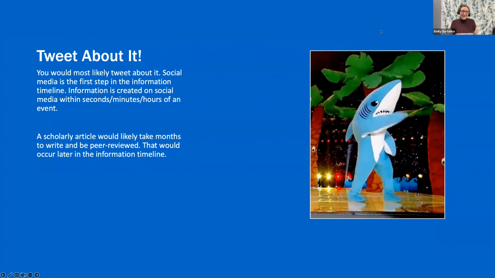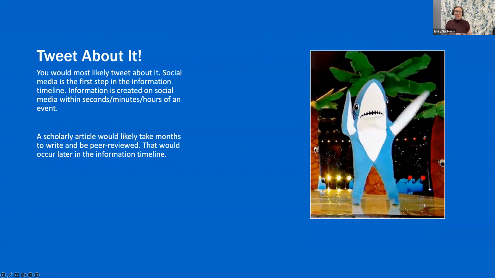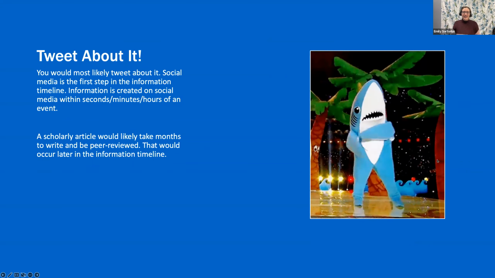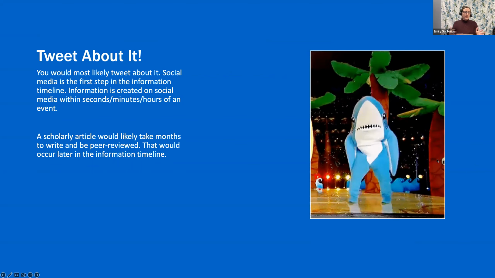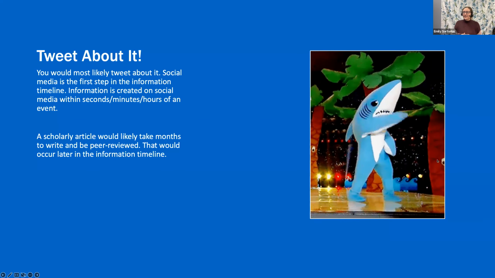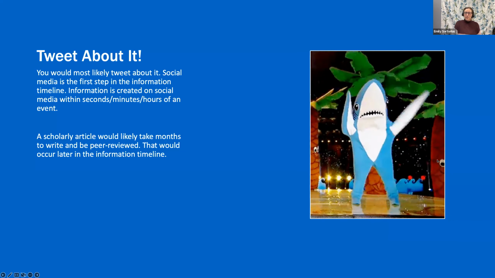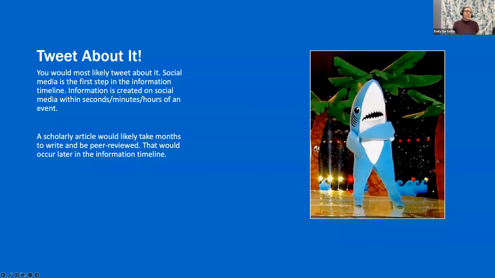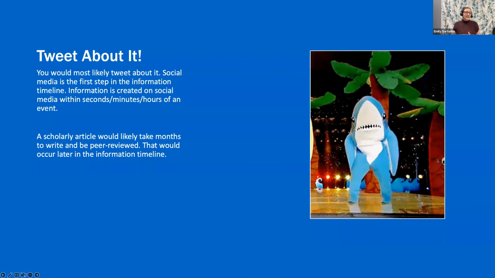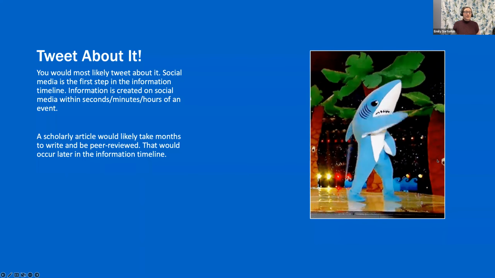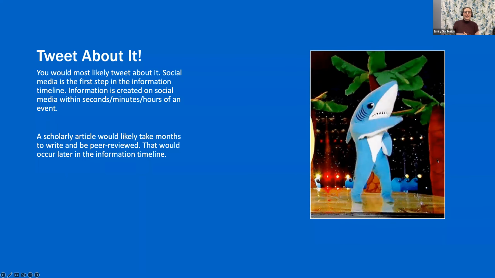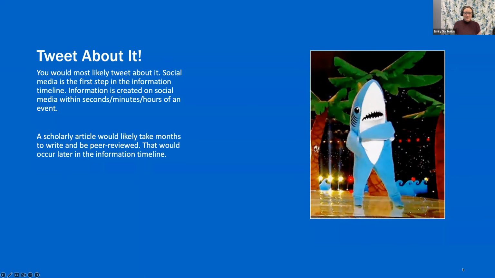And this is because social media is the first step on the information timeline. We would tweet about it first, or we would post about it on social media. Information is created on social media within seconds, minutes, and hours of an event, while a scholarly article would likely take months to write and to go through that peer-reviewed process. So that would occur a little bit later in the information timeline.